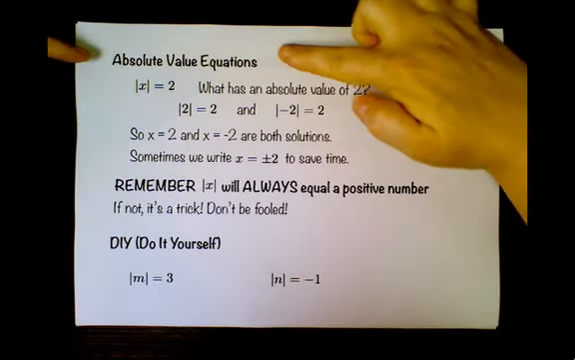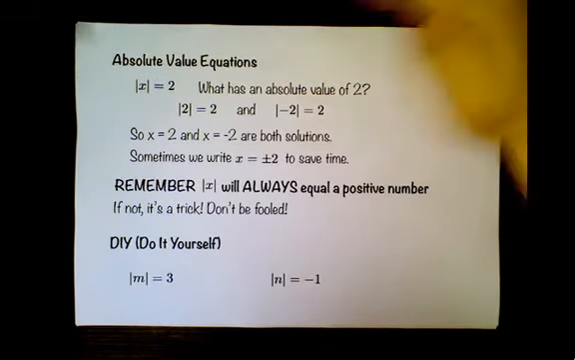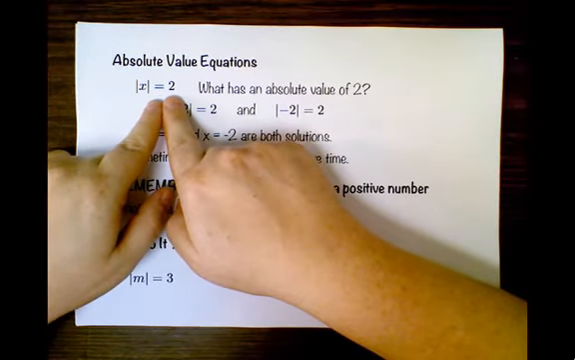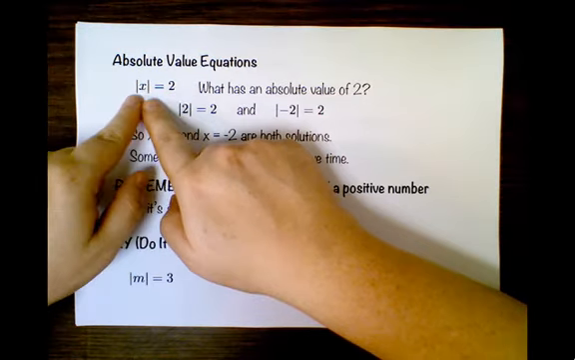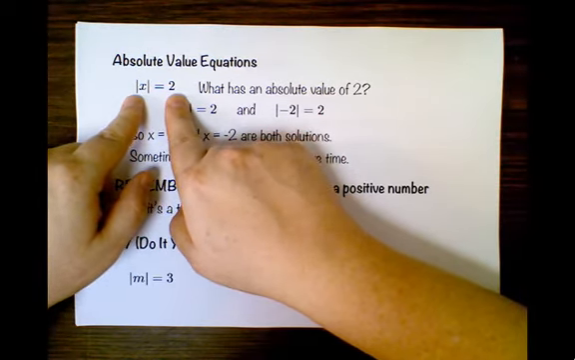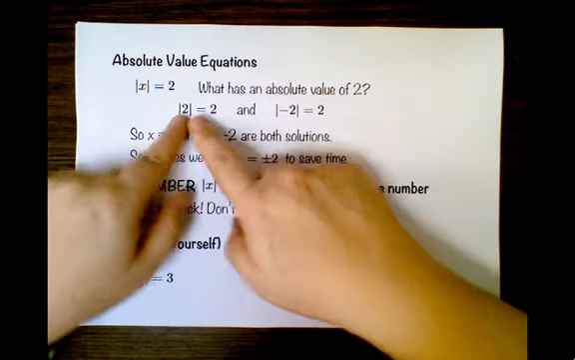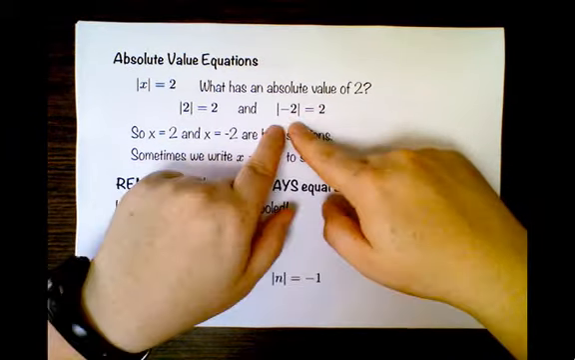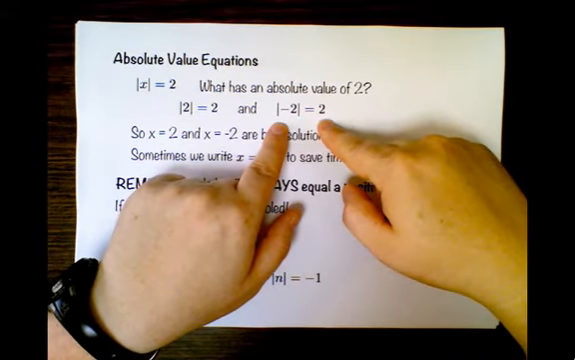Absolute value equations. So here we have something that reads the absolute value of x is 2. And what that's saying is, what is x? We know it has an absolute value of 2. What has an absolute value of 2? Well, there are two possibilities. 2 has an absolute value of 2, and the absolute value of negative 2 is also 2.